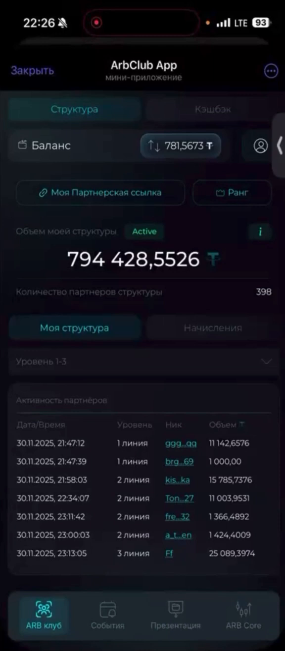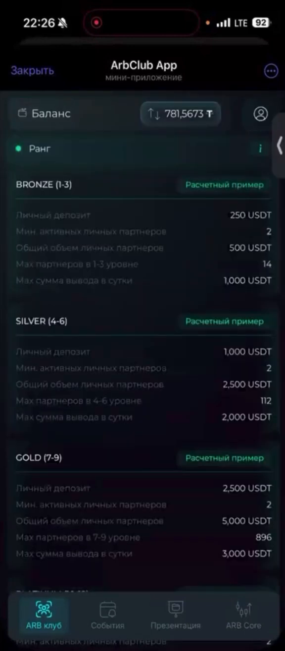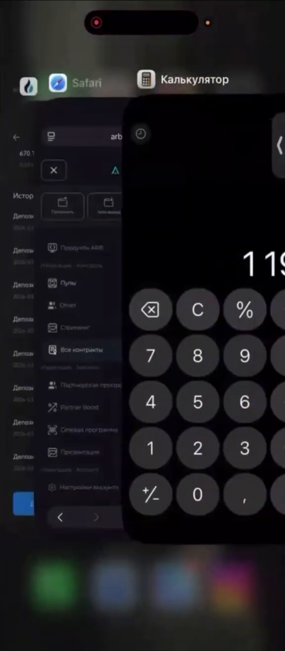The company has a ranking system, so click on the rank button and look. The minimum rank is bronze, that is, there are 3 checkpoints that need to be completed. In fact, even for an ordinary user, the first rank is very simple. If you complete them, then you can receive income from the first to the third line, that is, in total it will be 14 people. Let's go back now to the note, I'll show you that.